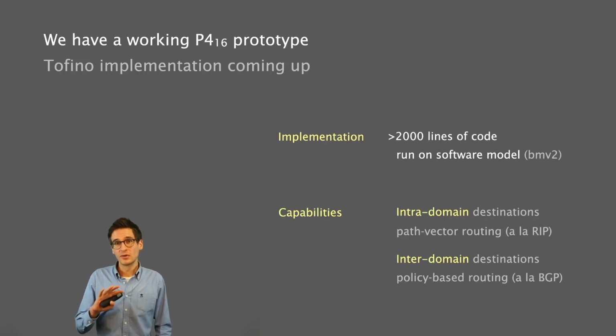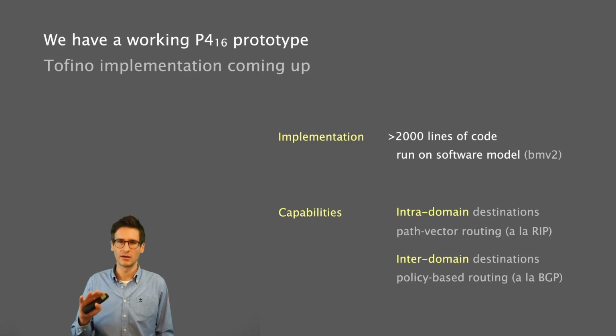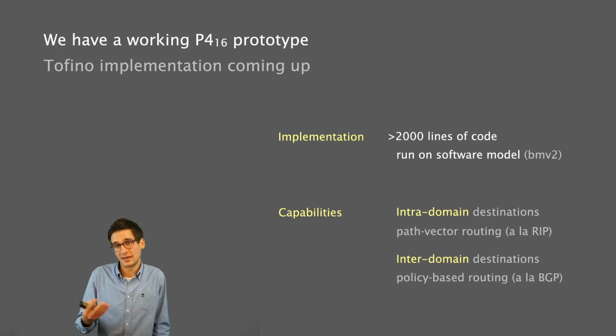As I told you, this may look a little bit crazy, and I kind of agree with you, but it's doable, so you can implement it. We implemented it in P4.16, and it's around 2,000 lines of code. We're in the process now of porting that also to Tofino. Right now it runs on top of the software model. Our code can do intra-domain routing, so shortest-path-based routing, a la RIP, a la SPF if you want, and also policy-based routing a la BGP, so also inter-domain routing.